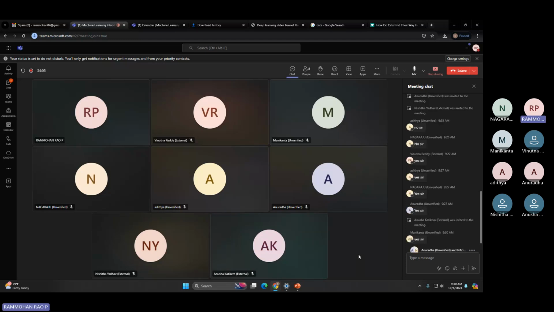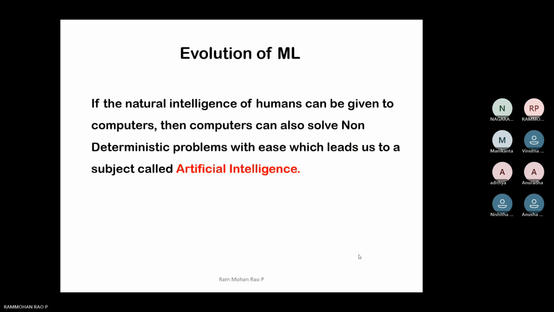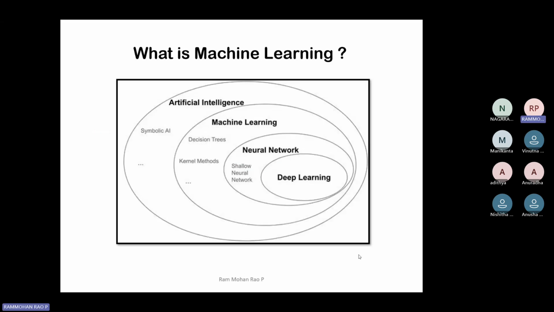Yeah, we'll move on. This is an important diagram: what is machine learning. Artificial intelligence is not a new word actually. It is a very old word, probably used 250 years back. People got the idea of imparting natural intelligence into machines. This idea is not new, it's very old.